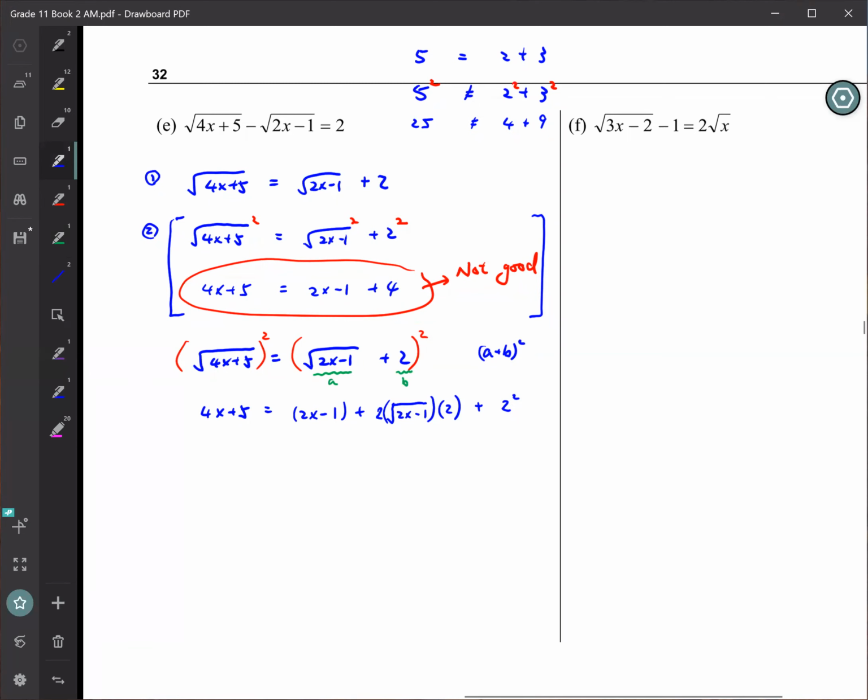Once you square this way, the left side has no more radical, so the whole equation just has one. Since you only have one, you can go back to step one and isolate the remaining one. But first, let's simplify a little bit. So 4x plus 5 and 2x minus 1, I can add a 4. So it'll be 2x plus 3 equal to, and then 2 times 2 gives you a 4, so plus 4 root 2x minus 1.